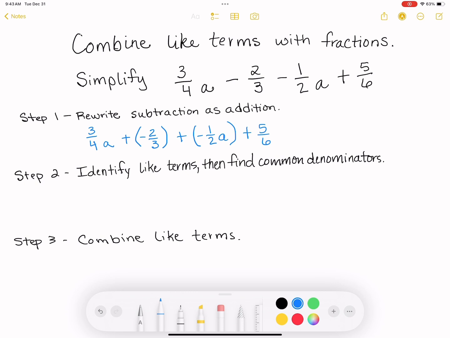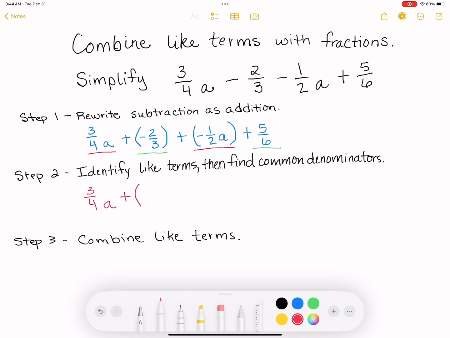Step 2, identify like terms, then find common denominators. All right, so my like terms are 3/4 a and negative 1/2 a. My other like terms are negative 2/3 and positive 5/6. Now that I've found my like terms, I'm going to rewrite them below and then find my common denominators.